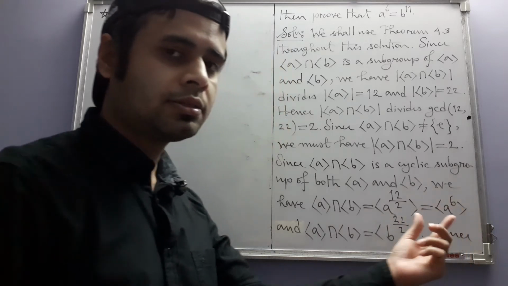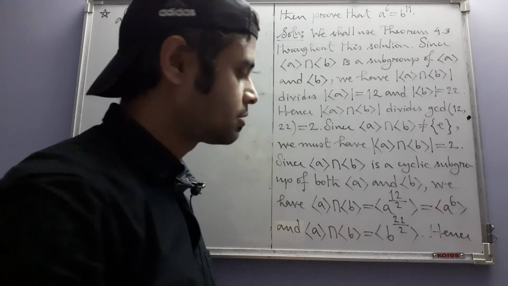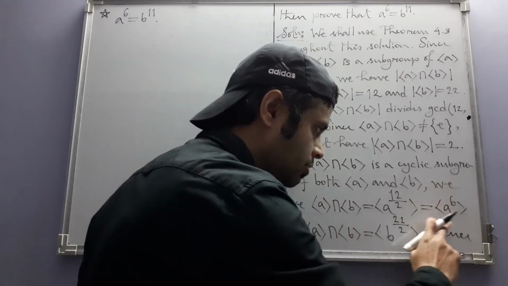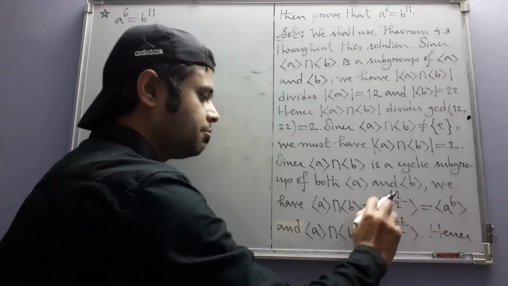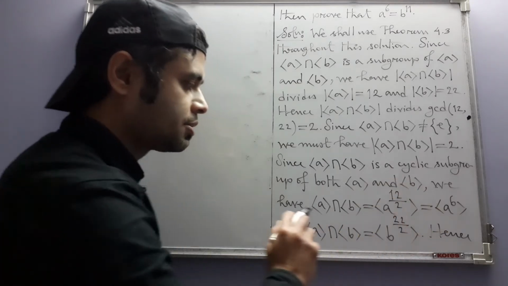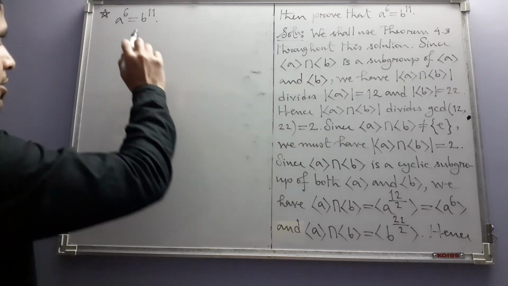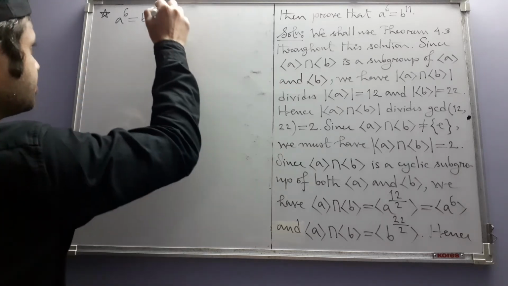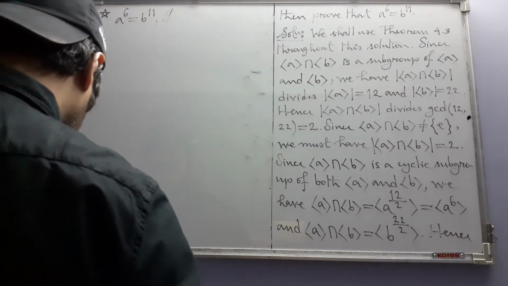And a to the power 6 itself cannot be identity, because had that been the case, the order of this would have been 1, not 2. So the only possibility is that a to the power 6 must be equal to the other element, that is b to the power 11. That's how we are getting this. So this ends the solution.